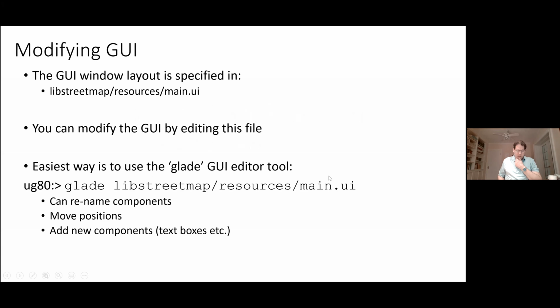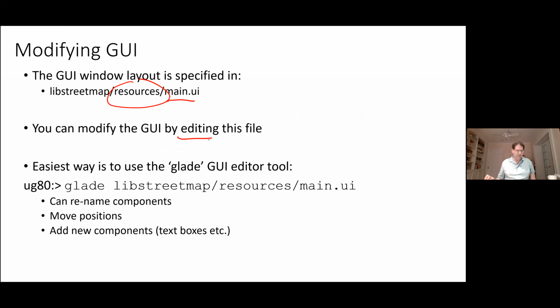Okay, so you don't have to do this, but if you wish to, you can modify the user interface. The GUI window layout is specified in libstreetmap resources. Once again, resources is where you put stuff that's not source code, so pictures that you might want to use, like PNG files, any extra data files you might want, whatever. And the window layout is in there for the UI. You can actually edit this file. It's an XML file, so it's human readable.